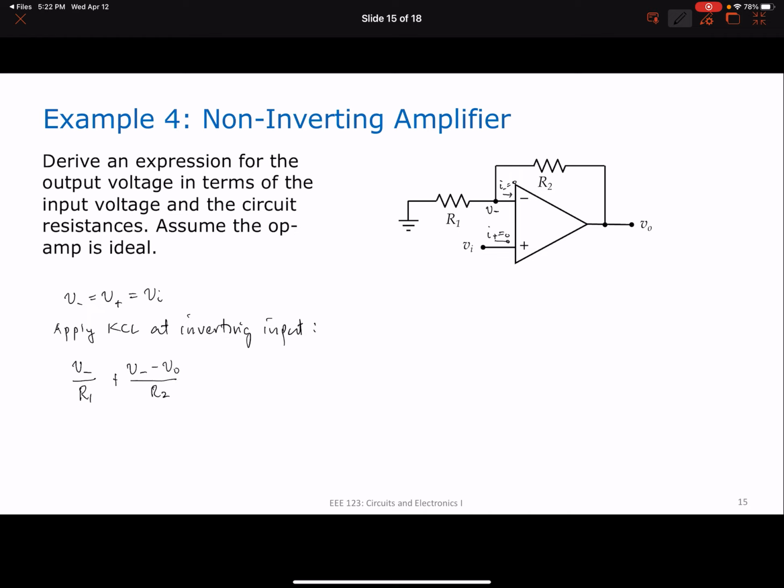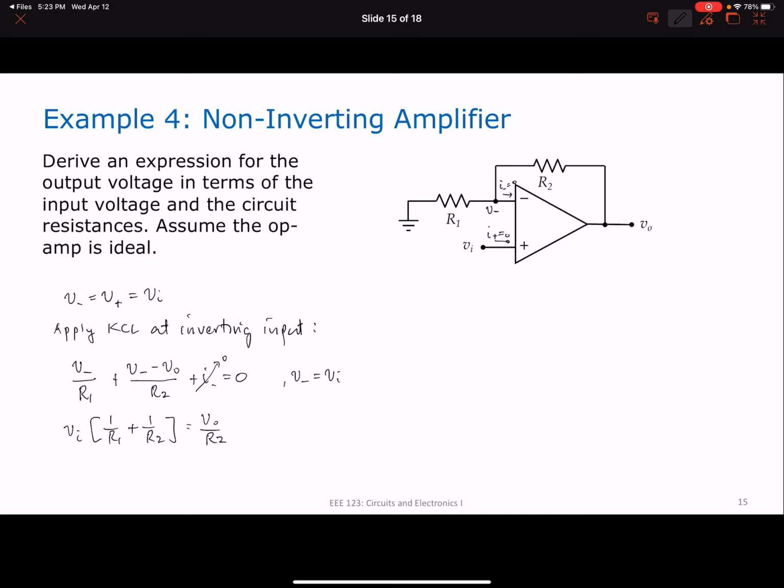Okay. Plus I minus is equal to 0. Again, we know that I minus is equal to 0, and we know that V minus is equal to V sub I. So simplifying, I get V sub I times 1 over R1 plus 1 over R2 is equal to V sub O over R2.